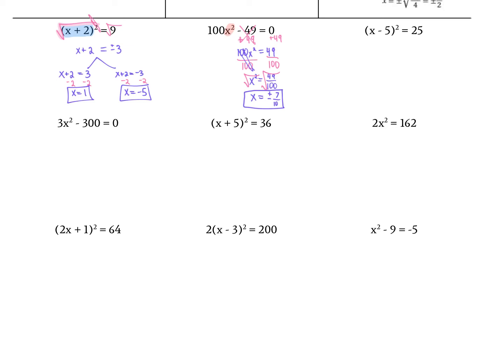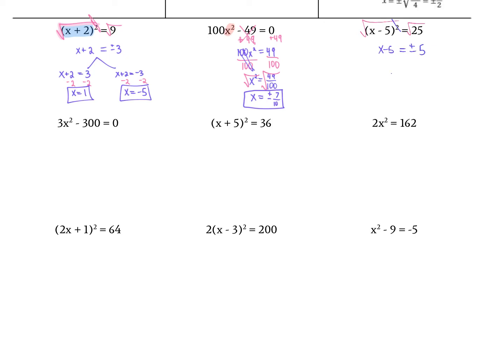This third one, x minus 5 quantity squared equals 25. Since the entire left side, that entire x minus 5, is all being squared, I can go ahead and get rid of that square right away. So I'm going to take the square root. Square root cancels the square, so on the left side I get x minus 5. On the right side, since I put the square root symbol in, I get plus or minus. And the square root of 25 is 5.